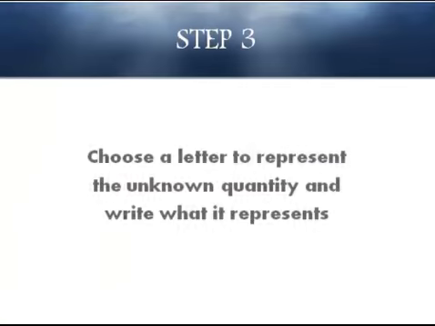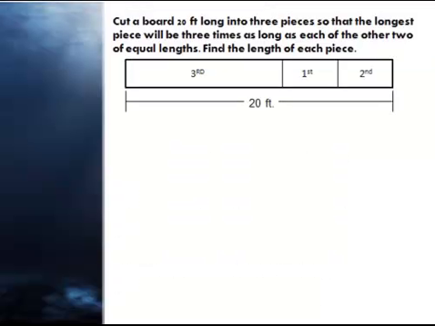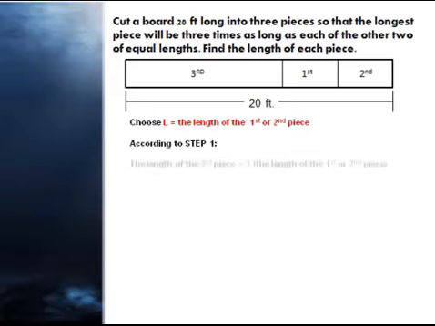Step 3. Choose a letter to represent the unknown quantity and write what it represents. So here's what we know so far. Let's choose L to equal the length of the first or second piece. Then according to step 1, the length of the third piece equals 3 times the length of the first or second piece. Therefore, 3L equals the length of the third piece.